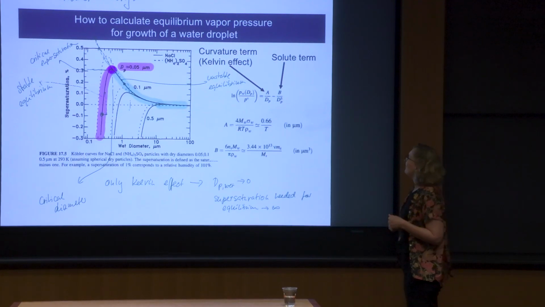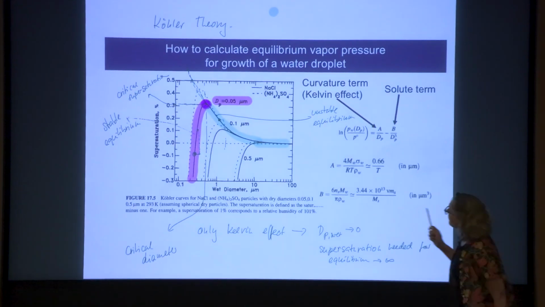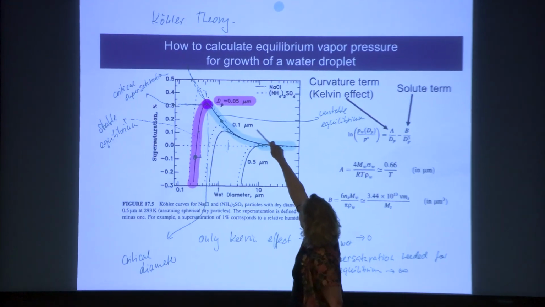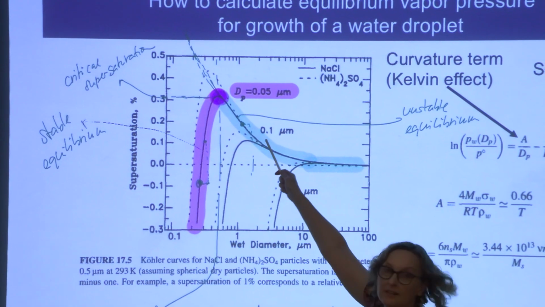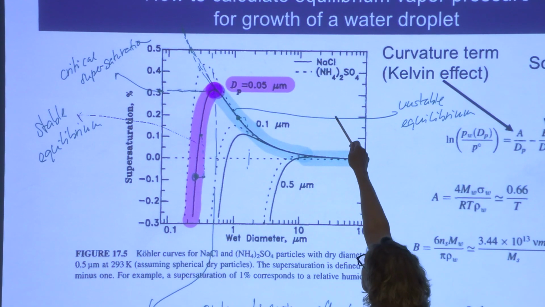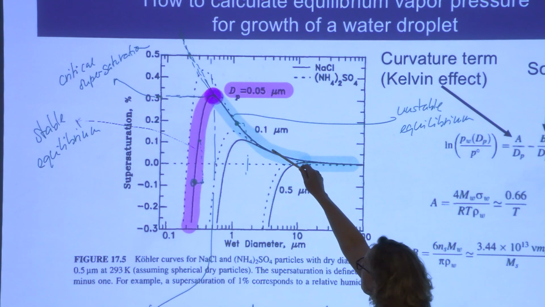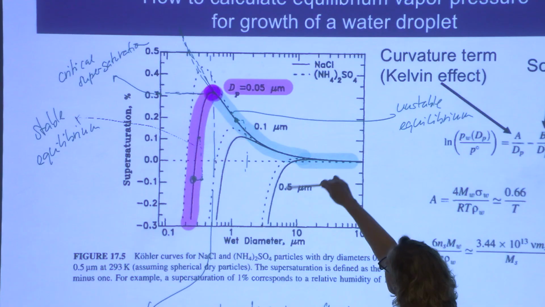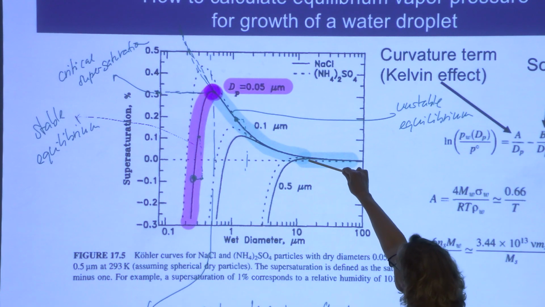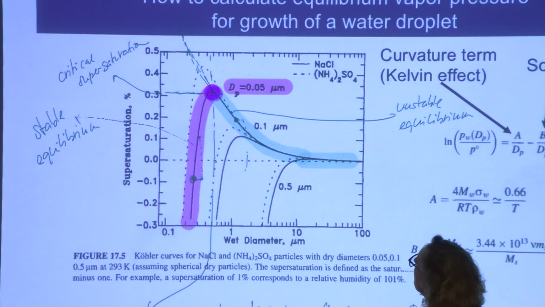So, yeah. And what else did I want to say? Stable and unstable equilibrium. Oh, yeah. So if you start out with a very small sodium chloride particle, you see the critical supersaturation is very high. If you make this sodium chloride particle bigger and bigger, the critical supersaturation drops, right? Where this change happens from stable to unstable growth. And here for 0.5, it's barely visible above 0 supersaturation, meaning 100%.